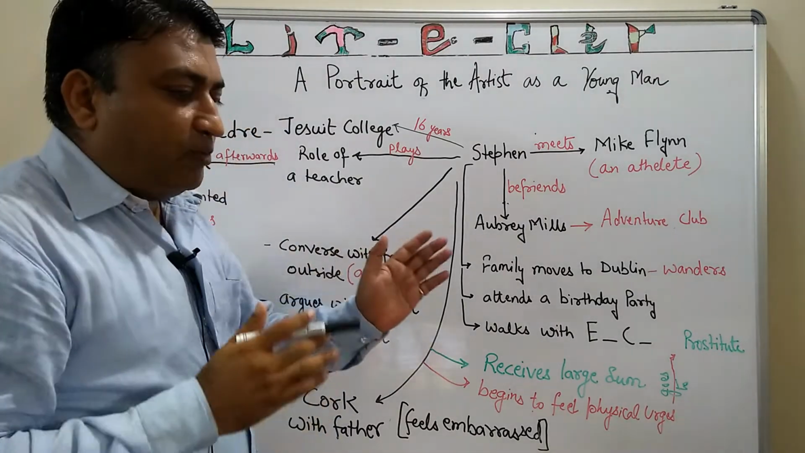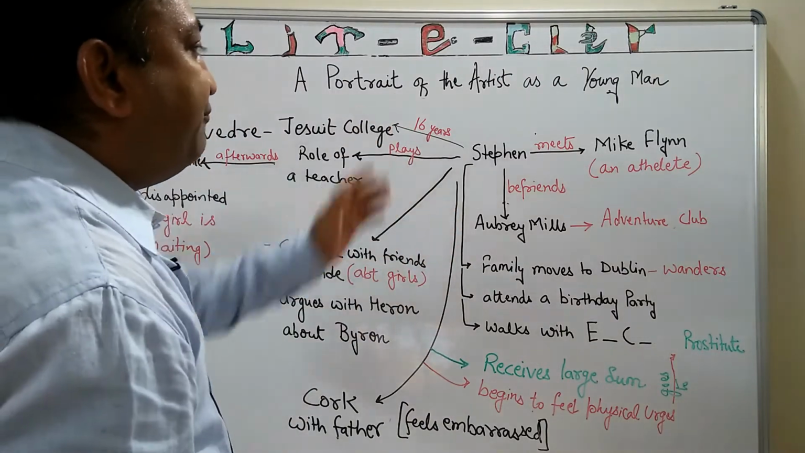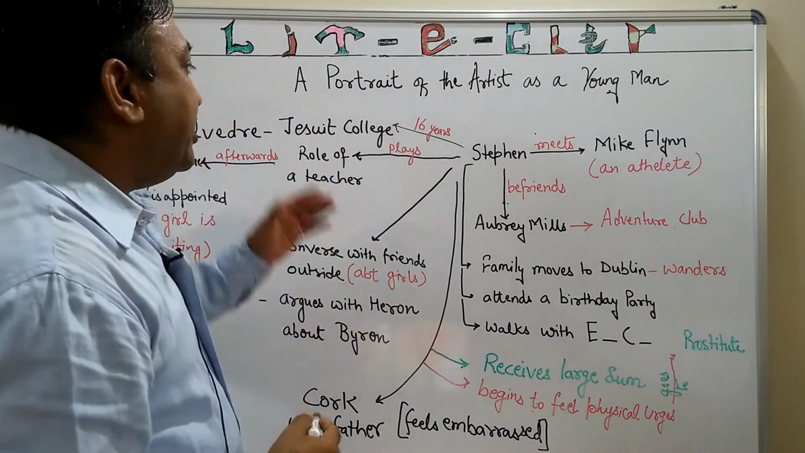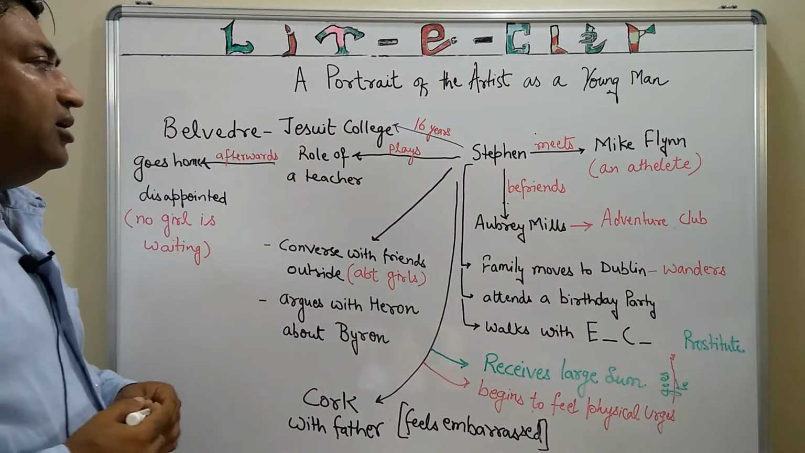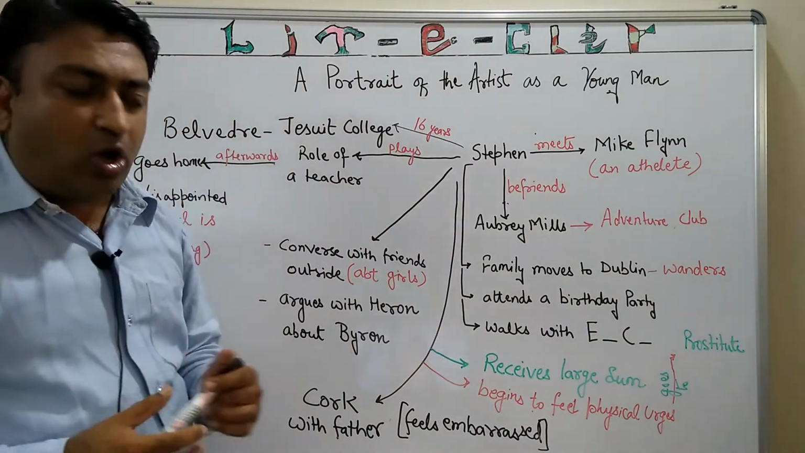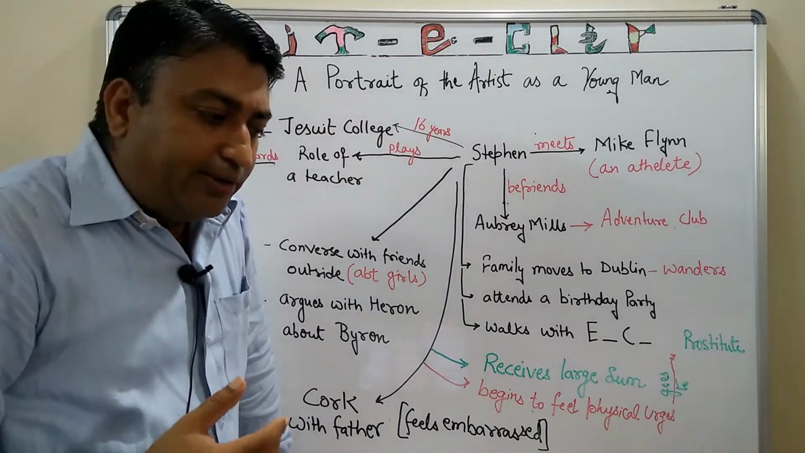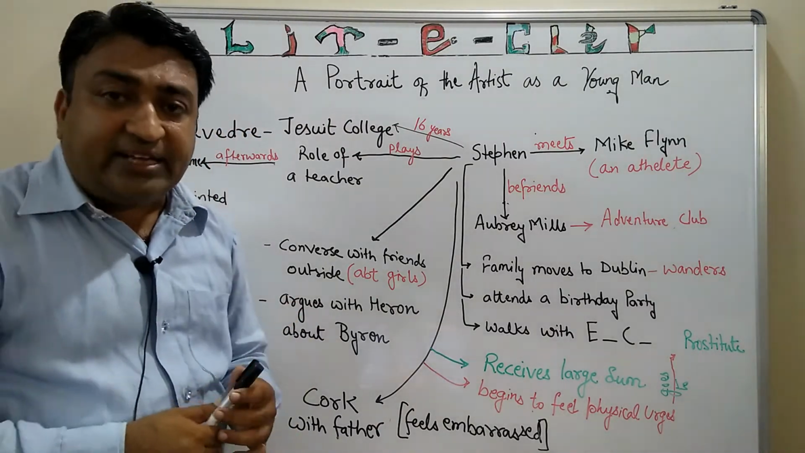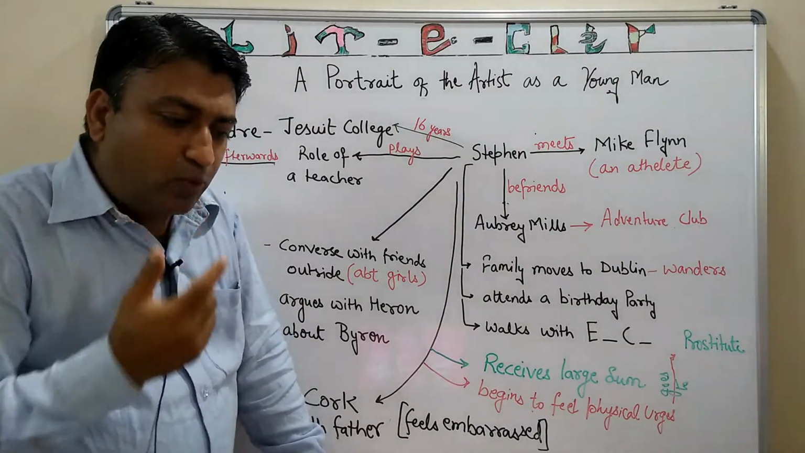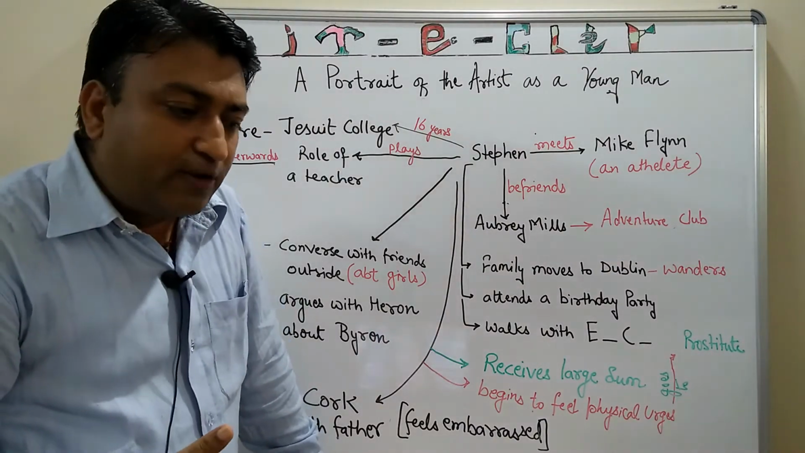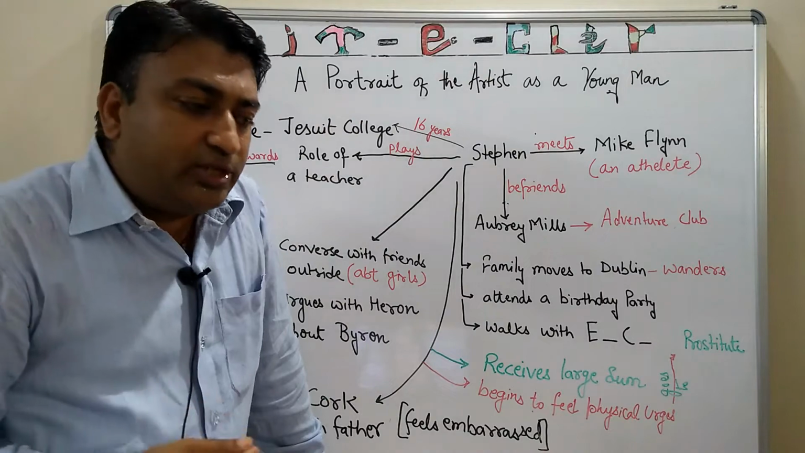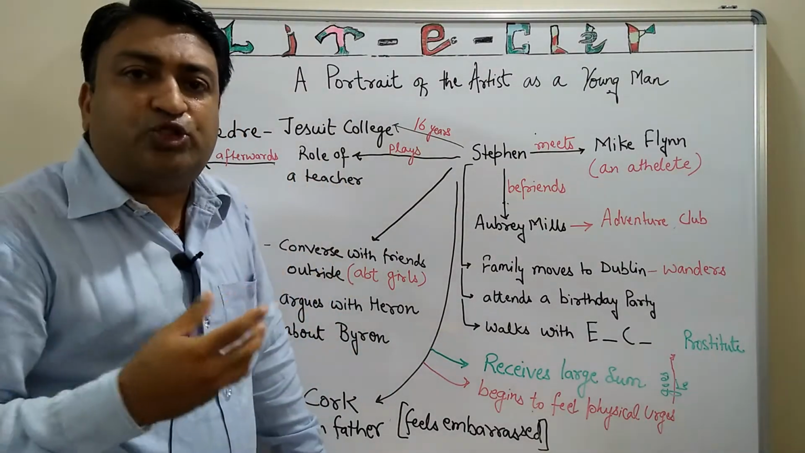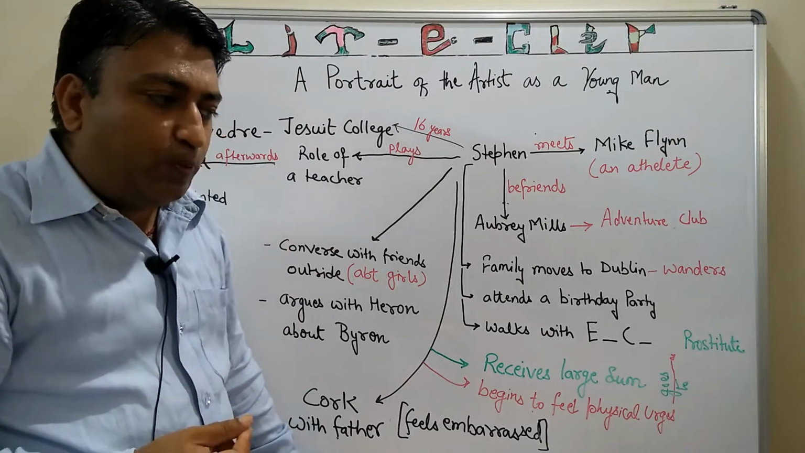Now after a break, Stephen is in his 16th year, and he joins Belvedere College, which is a Jesuit college, a college which has a religious background. Here he excels in studies. He is almost in the top three students of his class. He is chosen to perform the role of a stupid teacher in a school play.